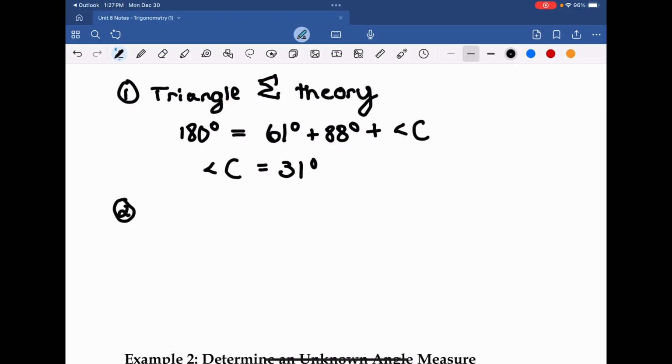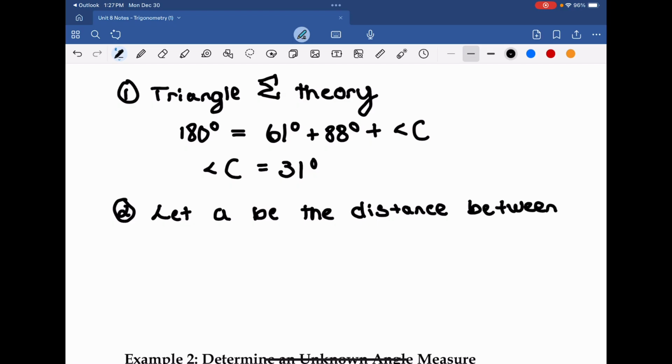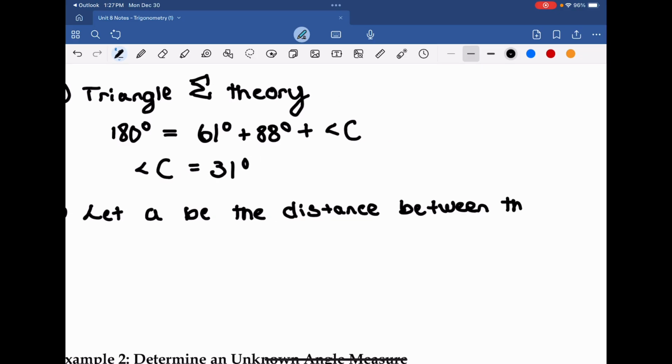For step number 2, because the distance we're looking for is defined by side length A, let's just clearly define what side length A is. So we're going to say, let the side length A be the distance between the cabin and the store.